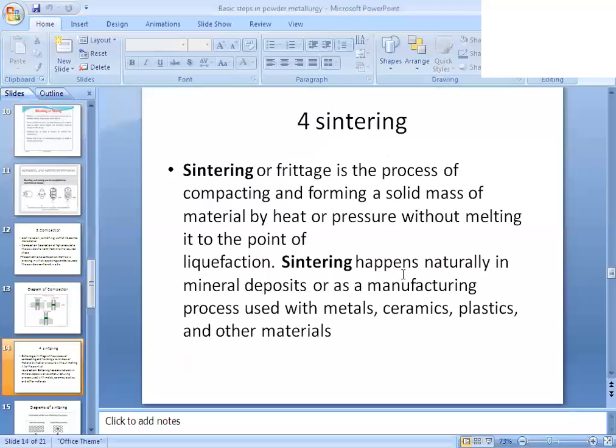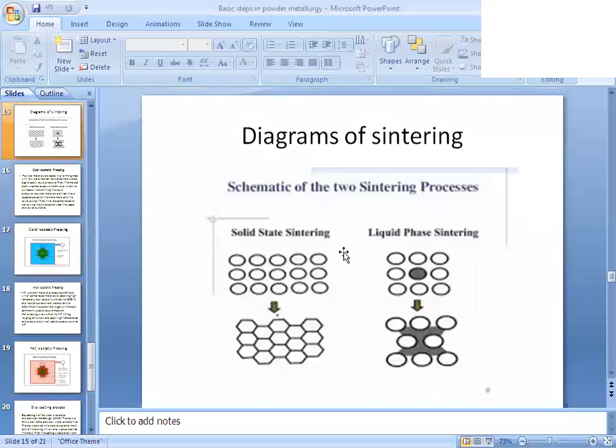Okay, I hope you understand the theory part of sintering. I think the slide is very clear to understand, a very simple concept. Shall I go to the next topic? I will show the diagrams of sintering.